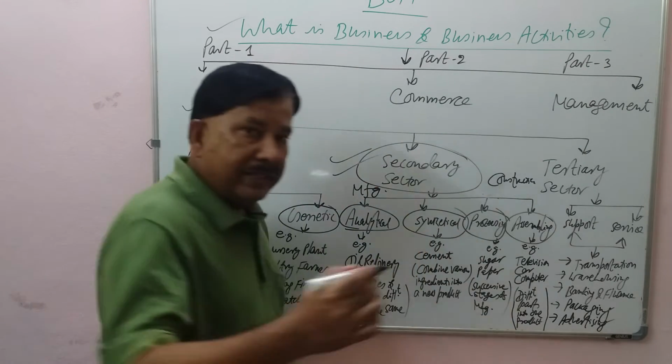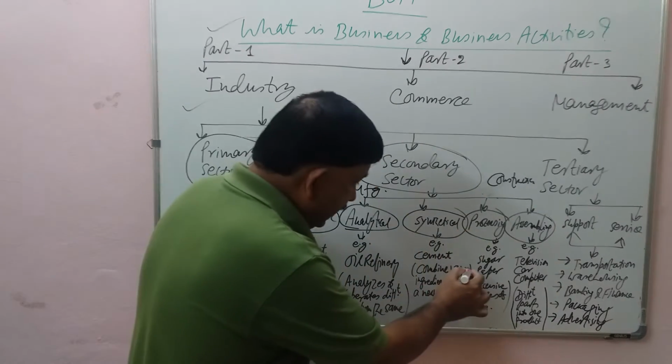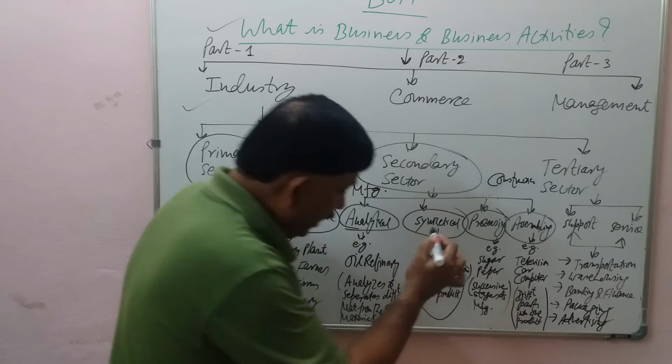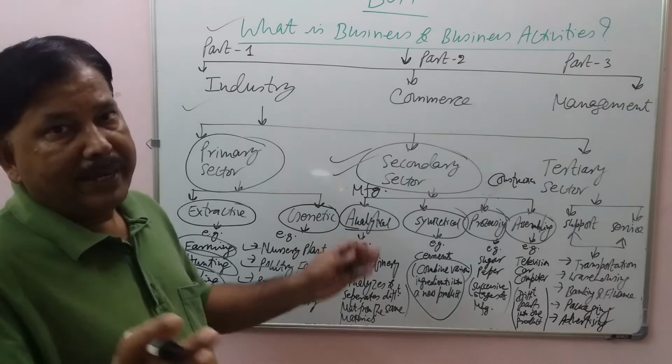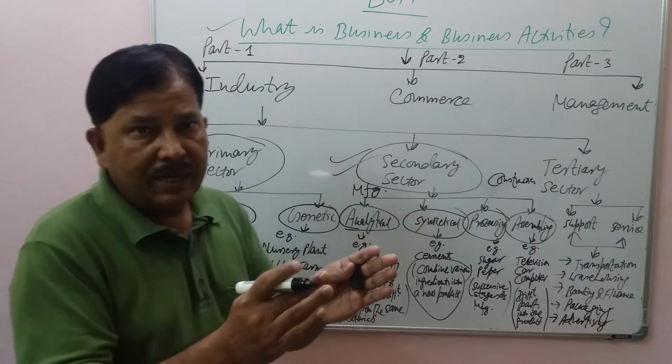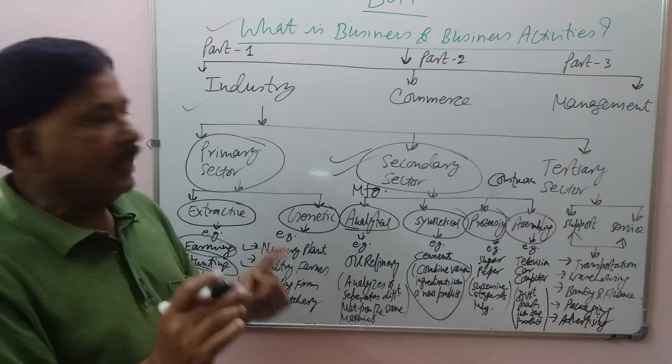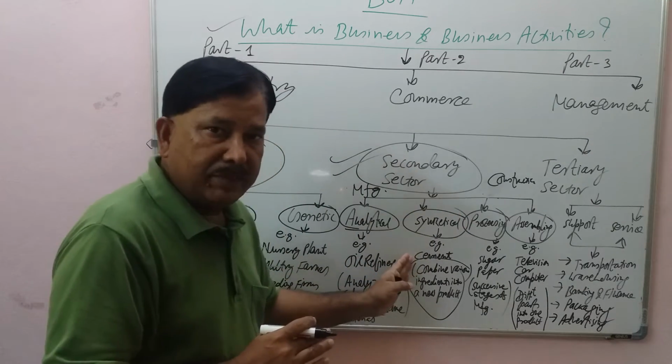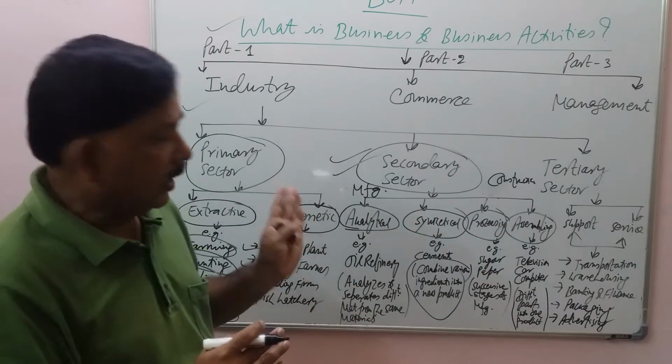Then comes synthetical. Synthetical means, say for example, the cement industry, which combines various ingredients into a new product. We combine different materials and get a new product. Cement is part of the synthetical part, okay.